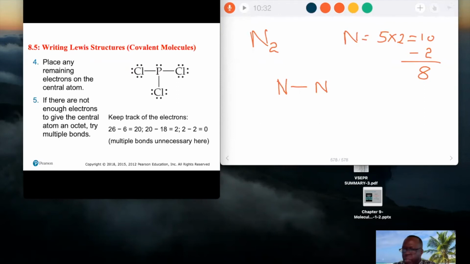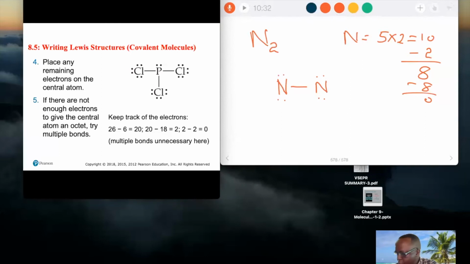Group 5 is 2, 10. It's 2, 8 remaining. So if I keep 4 here, we have used 8. Nothing remains. But each atom does not satisfy the octet rule. Remember, the exception of the octet rule was hydrogen. So what do we do with this?